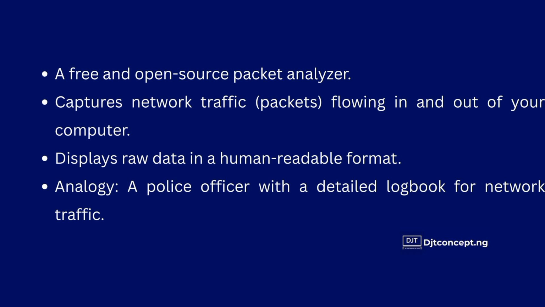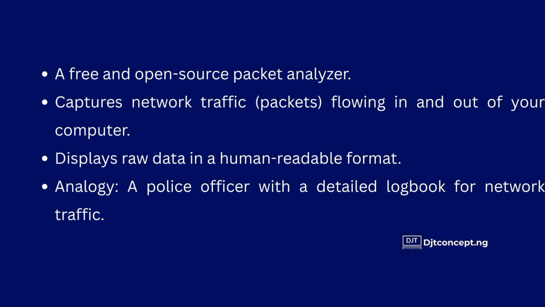Then it can capture all the network traffic coming in and out, flowing out of your computer's network interface. So when we talk about network interface, you think about things like Wi-Fi card or your Ethernet port. Many of us don't use Ethernet port again. Ethernet port is that port you can use to connect to the internet. Many of us are used to Wi-Fi. A Wi-Fi card is also a point through which network traffic can flow in and out of your computer. So it displays them in human readable format.